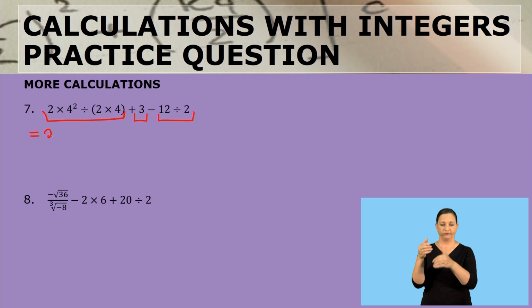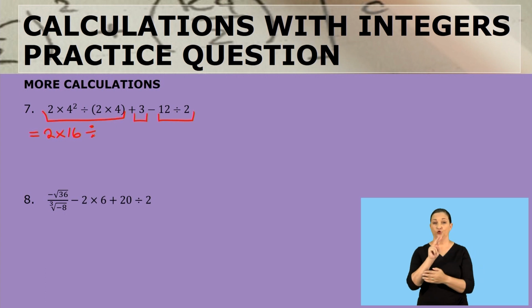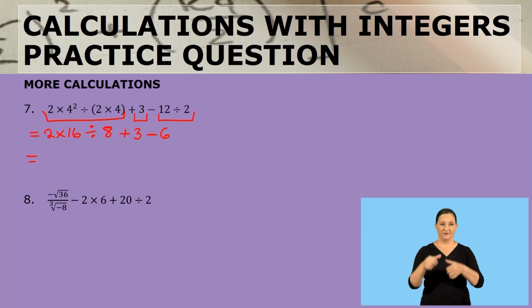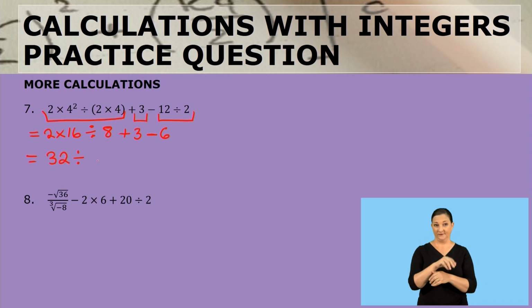So now we have the 2 multiplied by, and what is 4 squared? That is 16. We are going to divide this by 2 multiplied by 4, which gives us an answer of 8. Then we are going to add the 3, and we are going to subtract 12 divided by 2, and 12 divided by 2 is 6. Then we have there 2 multiplied by 16, that gives us 32. We divide that by 8, we add 3, and we subtract 6.